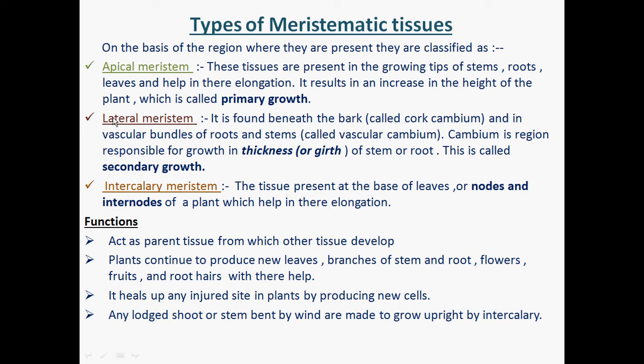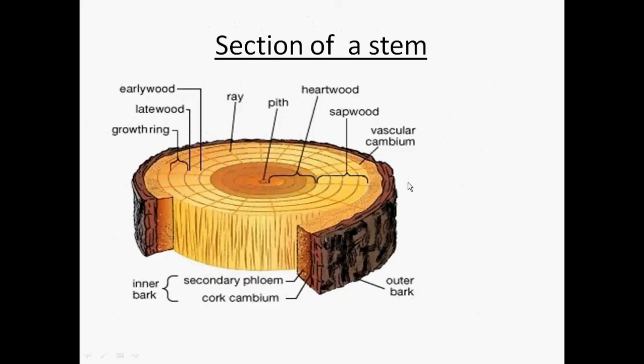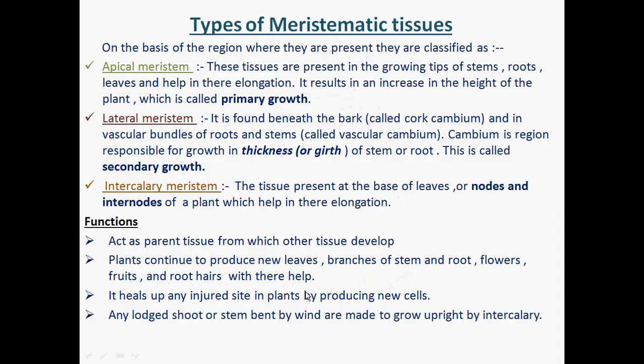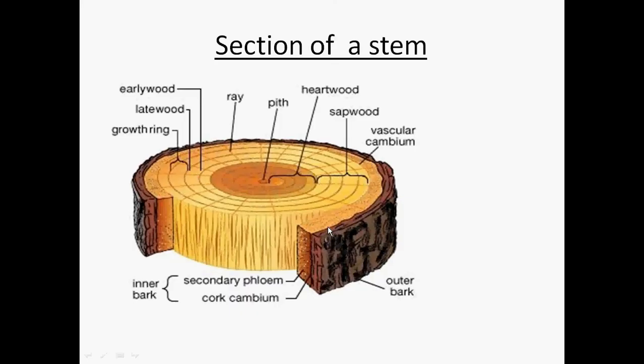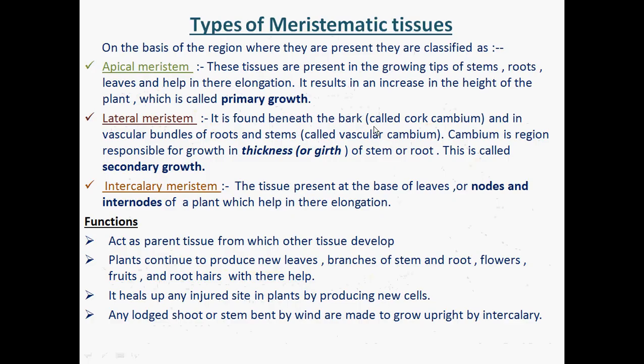In a similar way, the lateral meristematic tissue is found beneath the bark. You can see in this figure, this is the outer bark of the plant, if we cut the plant in cross section. So it is found beneath the bark. The lateral meristematic tissue is found inside the bark. Then we will see what it is called: beneath the bark, it is the cork cambium. And in the vascular bundles of roots and stems, it is called the vascular cambium.